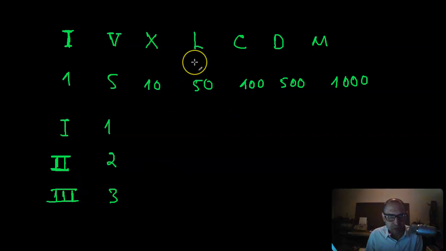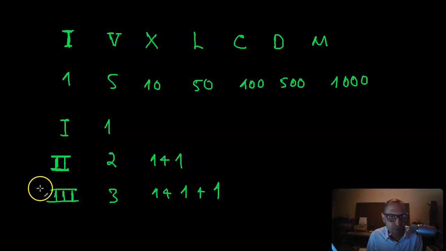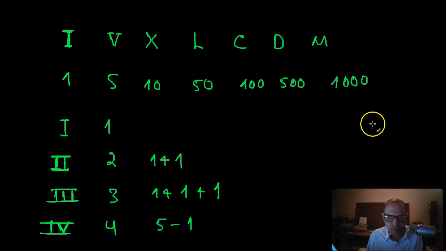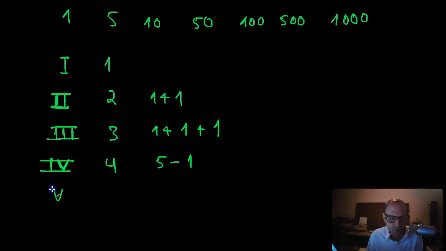So in this system, you have to add, meaning it's an additive system, and also you have to subtract. This is adding, so this is 1 plus 1, this is 1 plus 1 plus 1, but then in the case of 4, you have to subtract, meaning that you have to subtract a 1 from a 5. So you write a 5, and you put the 1 over here on the left-hand side, which means that the 1 is subtracted from the 5, right? So that is a 4, which means that it's a 5 minus 1. Then, for example, a 5 would simply be this.